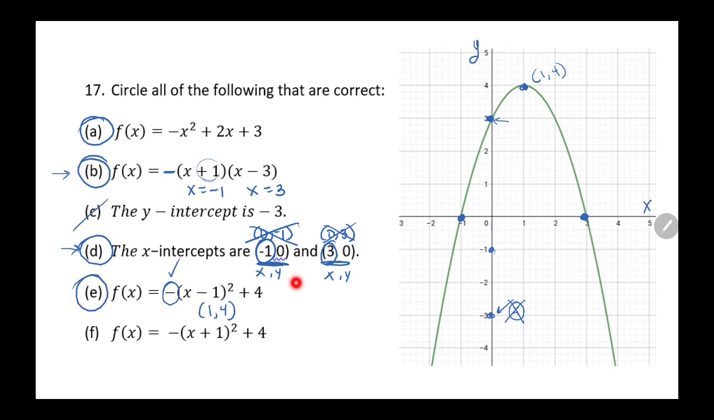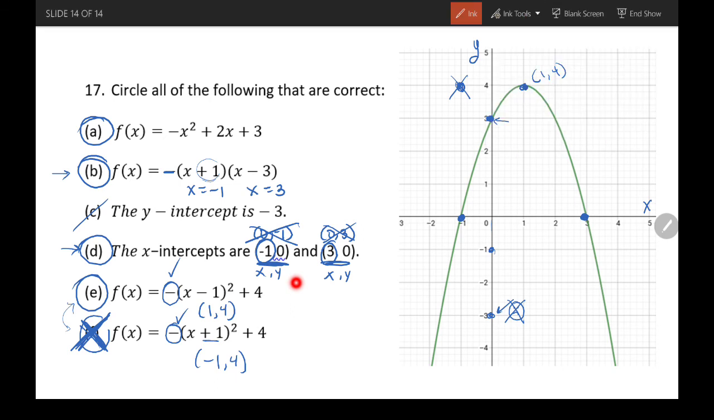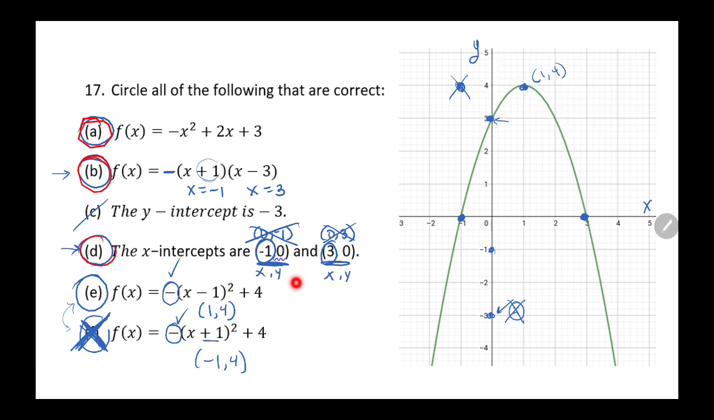So this one's good. Now look at the difference between E and F. This one also has it facing down, which is awesome. But my vertex is at negative 1, positive 4, which would be right around here. And that's incorrect. There is no vertex there. Oh, so I definitely want to cross that out. That's not true. So my answers that I would say yes, these are correct, my answers would be A, B, D, and E.